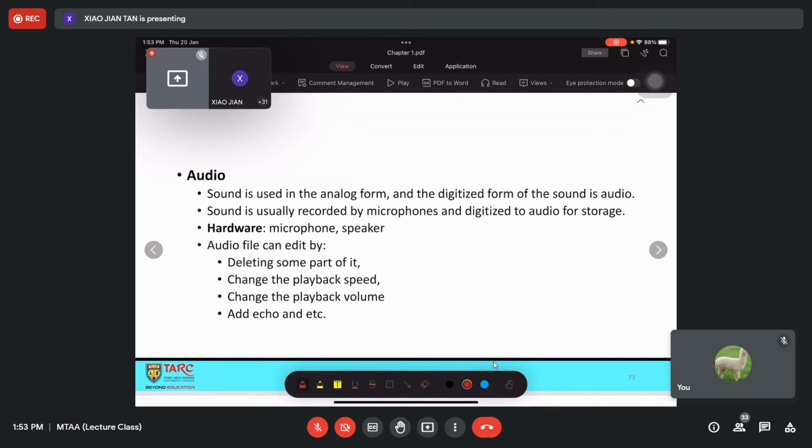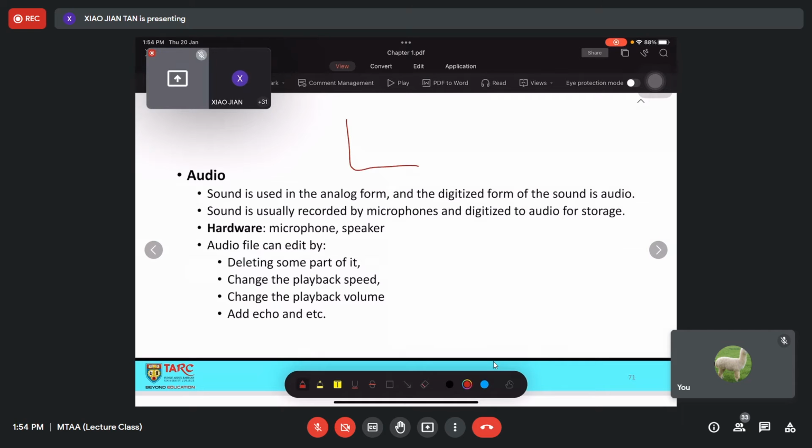Audio. Sound is used in analog form, and the digitized form of the sound is audio. I believe sound and audio have very similar meanings. But whenever we mention sound, it is referring to analog, and when we mention audio, it is referring to digitized, being converted to digital form.